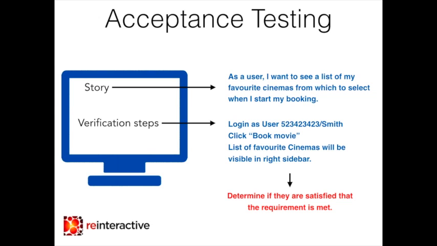So an example might be, if the story was, as a user, I want to see a list of my favorite cinemas from which to select when I start my booking, you might see that to verify that story, the developer says, okay, log in to this URL with this username and password, click on book movie, you will see a list of your favorite cinemas in the right sidebar. And that makes it really easy for the stakeholder or the product owner to say, yes, that actually works, or no, it's not doing the job that I want it to do.